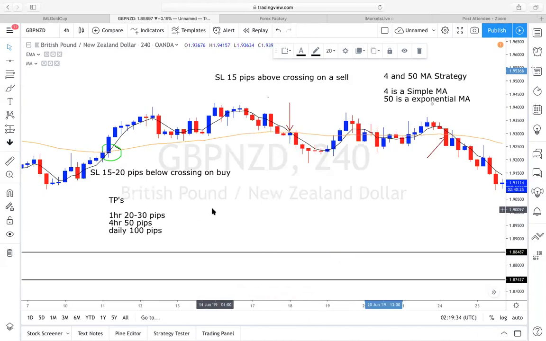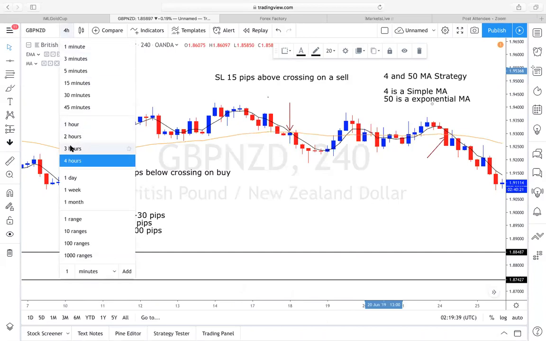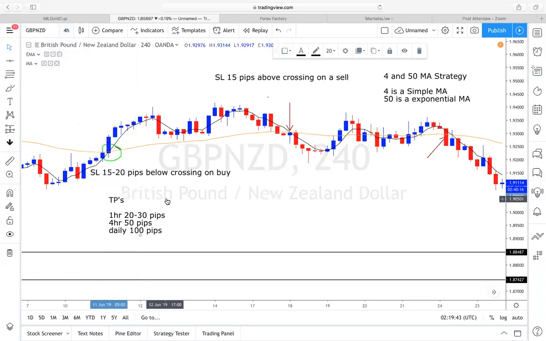Right here, you see right here? It says 4 hour. 1 hour, 4 hour, daily. Right here it says 4 hours. That's a 4 hour chart. See, it says 240. That means every candle is formed every 4 hours.